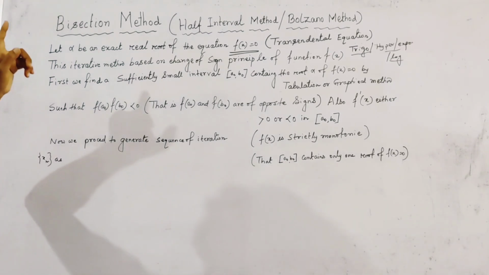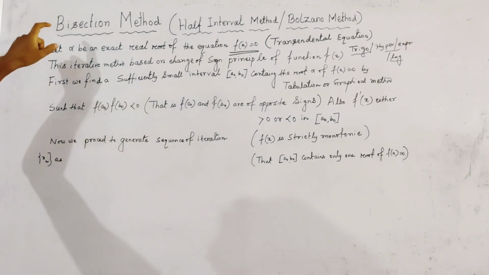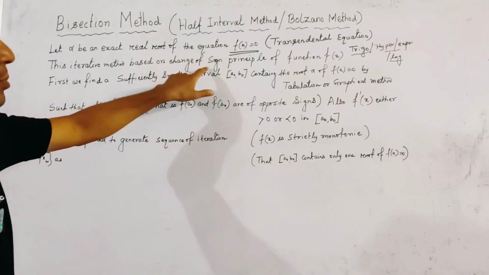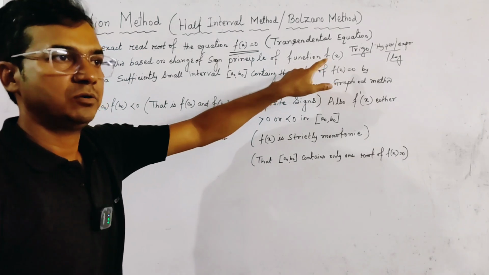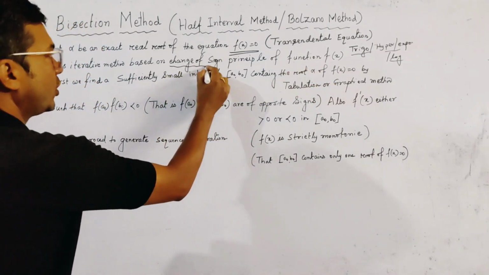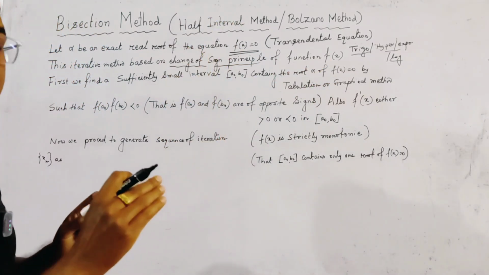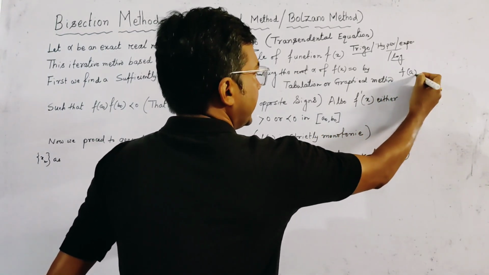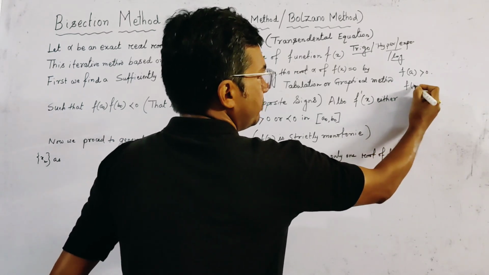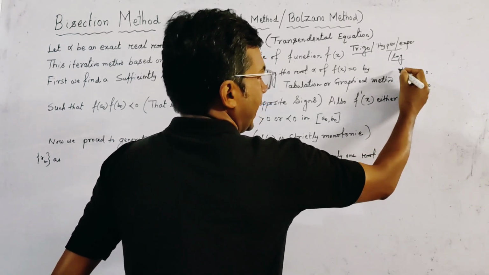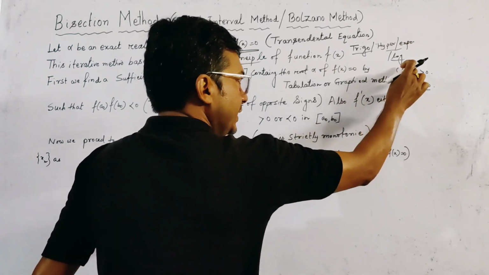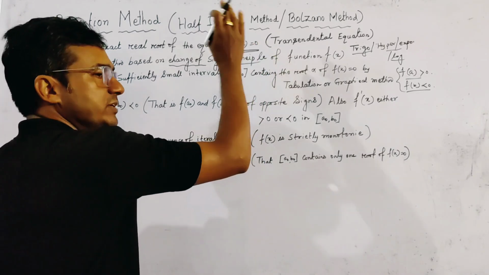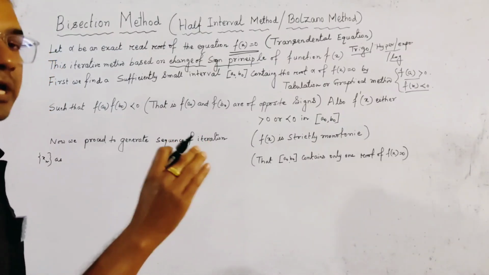The bisection method is an iterative method, and it is based on the change of sign principle of the function. What is the change of sign principle? If f(a) is greater than 0 and f(b) is less than 0, then we say that in between a and b there is a real root of the equation f(x) = 0. This is the change of sign principle.